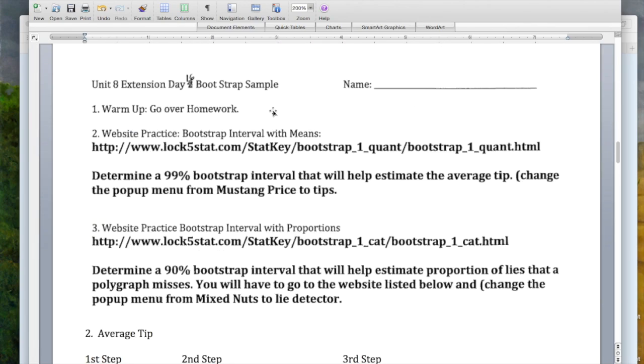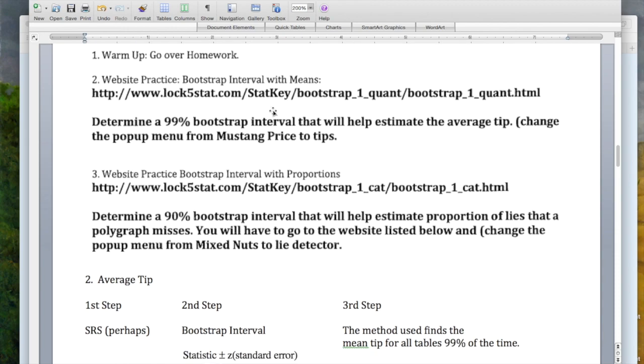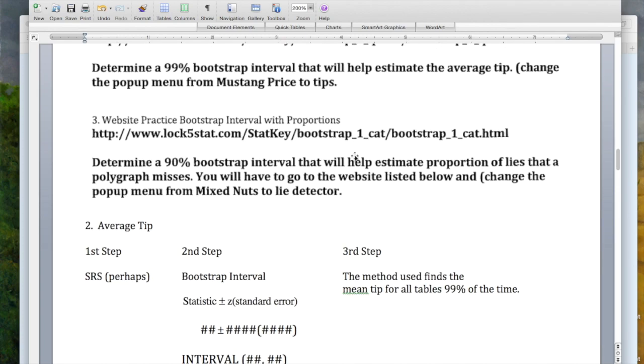All right, so let's actually move on to practicing this a couple times, and you can practice along with me with questions 2 and 3. So pause the video if you need to, or reference your worksheet. For question number 2, they want to determine a 99% bootstrap interval that will help estimate the average tip. So I'm going to do this live with you right now.